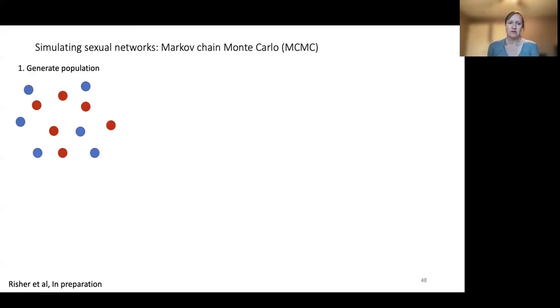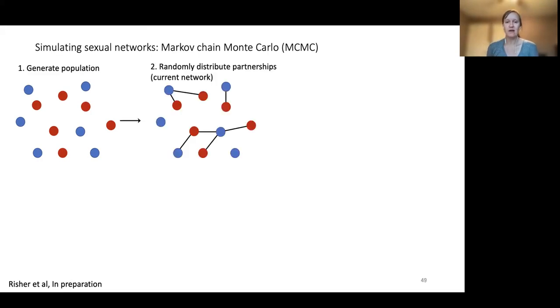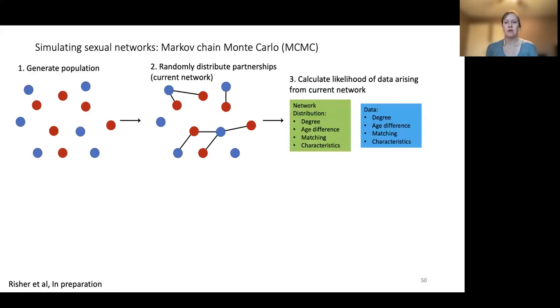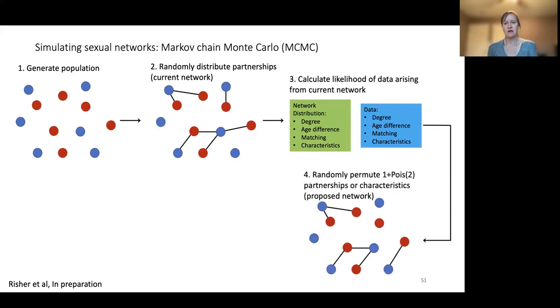And so what we do is we generate our population, randomly distribute partnerships, and we call this our current network. We calculate the likelihood of our data having arisen from our current network. So we have our network distribution from this current network, and we have our data, and we compare those degree, age difference matching, and the characteristics of the individuals.